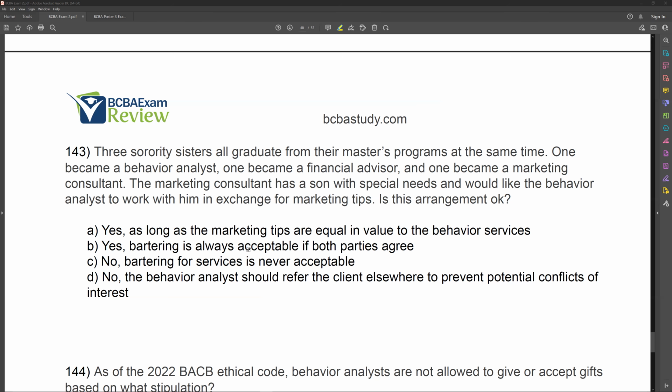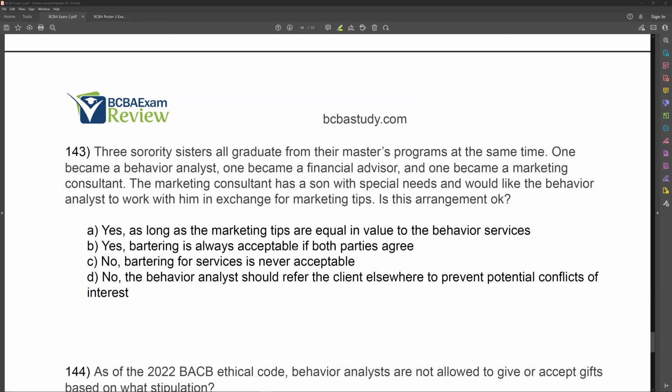B, yes, bartering is always acceptable if both parties agree. Not correct. C, no, bartering for services is never acceptable. Again, incorrect. You can barter. What we're looking for is D. No, the behavior analyst should refer the client elsewhere to prevent potential conflicts of interest. Yes, you're already in a dual relationship with this person.